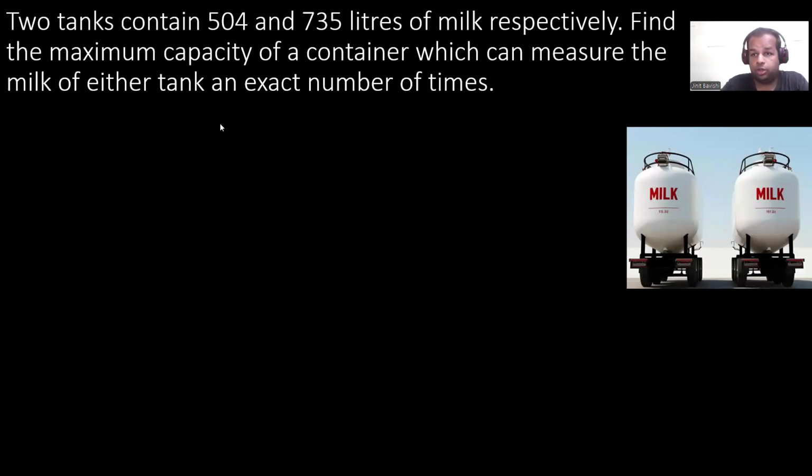Here we are doing a question on the real numbers chapter. It's a word problem of grade 10. The question goes something like this. There are two tanks containing 504 and 735 liters of milk respectively. Find the maximum capacity of a container which can measure the milk of either tank an exact number of times.